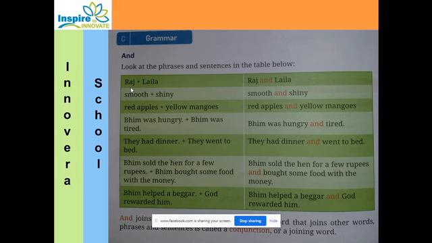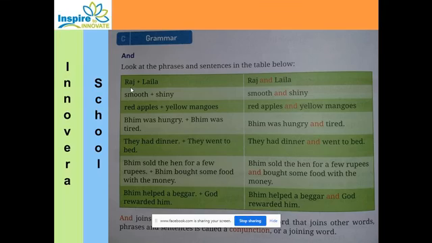See here what is written: Bhim was hungry plus Bhim was tired. But here we are not going to repeat Bhim was again and again. And what are we going to use? And. So, Bhim was hungry and tired. Next, they had dinner plus they went to bed. They had dinner and went to bed. Here, they and they is repeating again and again. So what are we going to do? Avoid using the same, repetitive words and just write the next sentence. For example, they had dinner and went to bed.